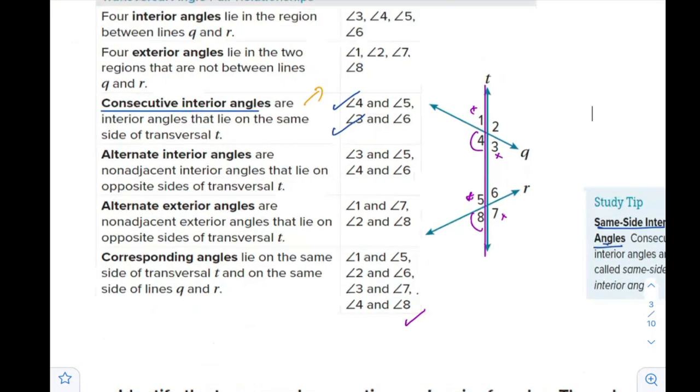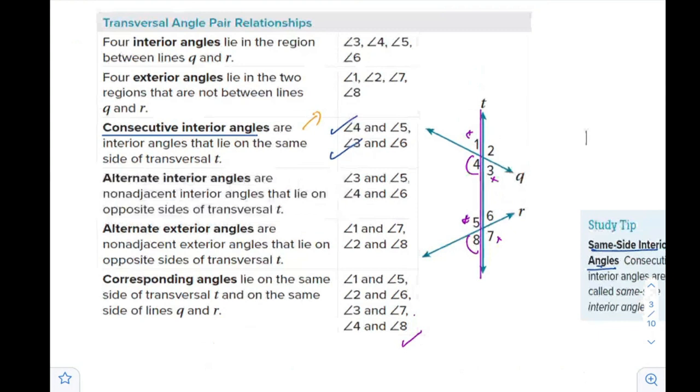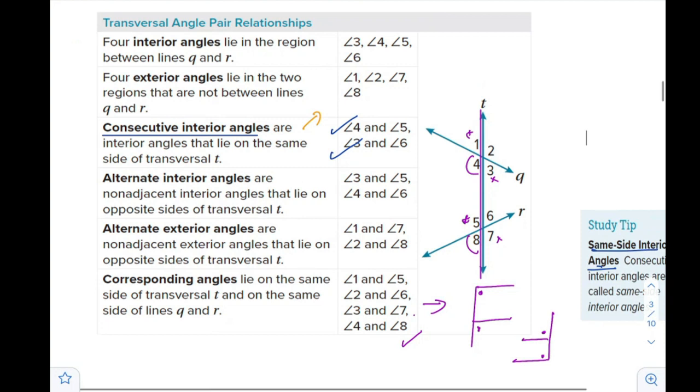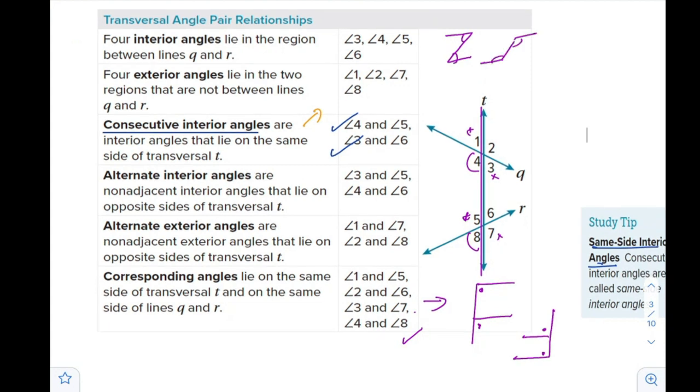Usually, when I teach this to my students, I make it similar to the letter F in English. The letter F, in all directions, can also be upside down. One in, one out. One in, one out. These are called corresponding angles. But alternate interior angles look like the letter Z. It can also be upside down or reversed. These are called alternate interior angles.